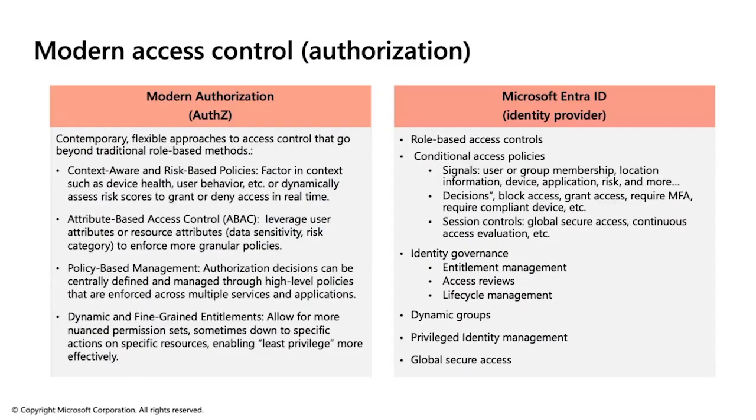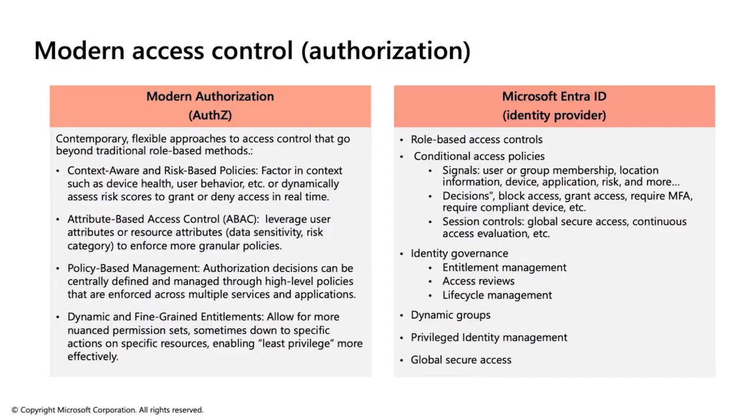And if you talk about the solutions we use, we have RBAC, we have conditional access policies, we have identity governance, where we have entitlement management, access reviews, lifecycle management. We have dynamic groups, privileged identity management, and global secure access. All these things we can consider for modern authorization capabilities. So these are the different options that we have.